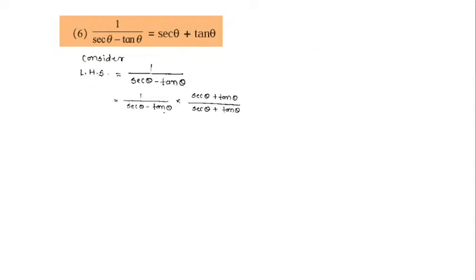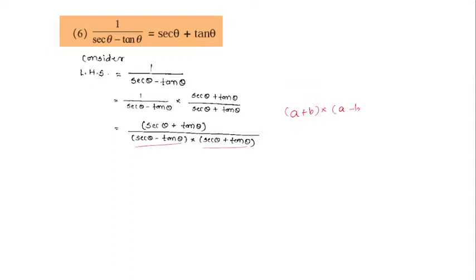So this is what we are going to do. Now sec theta plus tan theta into 1, that is sec theta plus tan theta, divided by sec theta minus tan theta into sec theta plus tan theta. Now this is in the form a plus b into a minus b. So we have the expansion for a plus b into a minus b. So this is also one identity. The formula is a square minus b square. This is the expansion formula for a square minus b square is equal to a plus b into a minus b, or vice versa, a plus b into a minus b is equal to a square minus b square.